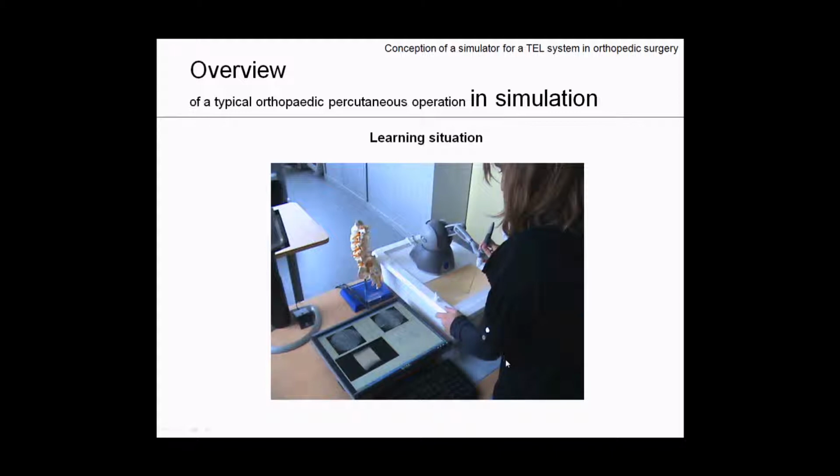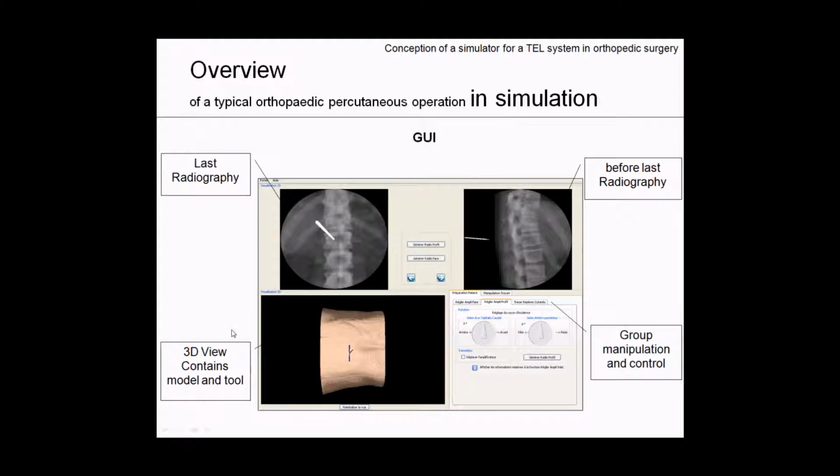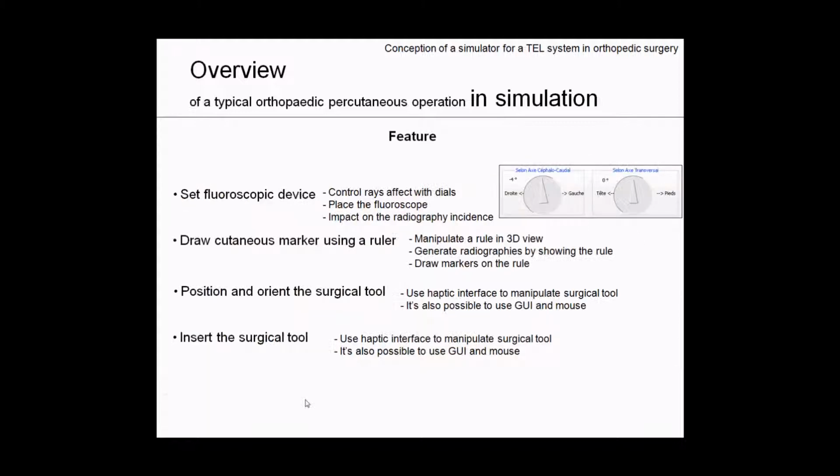We propose a simulator where the student is upright and she can interact with the tool through a haptic interface or mouse interface. The visual interface has some parts. The first one is the 3D content: model and tool, the patient model. The second is the group manipulation and control. And the other one is where we can see the last radiography and the before last radiography.